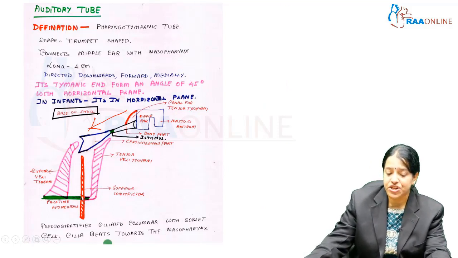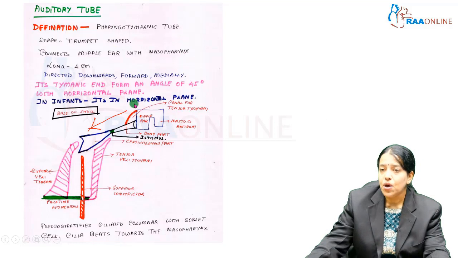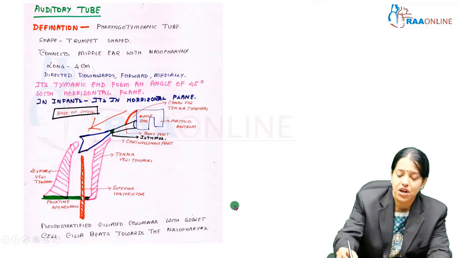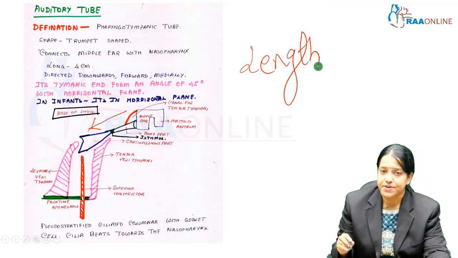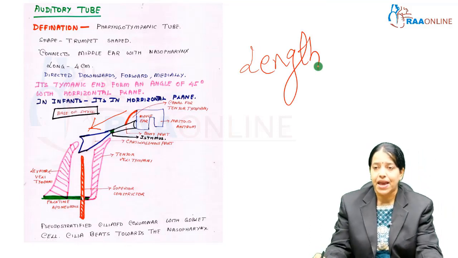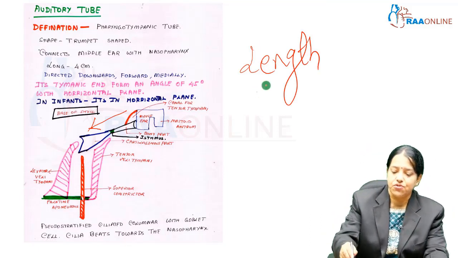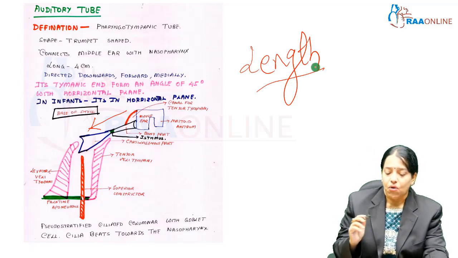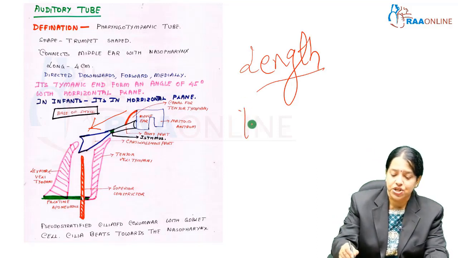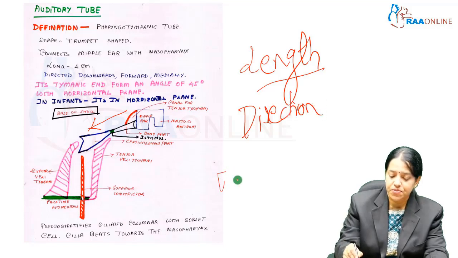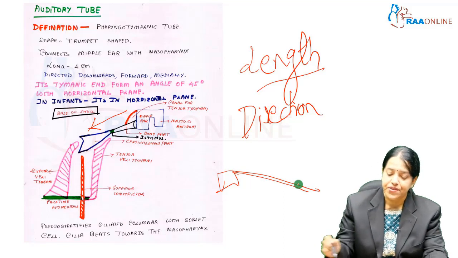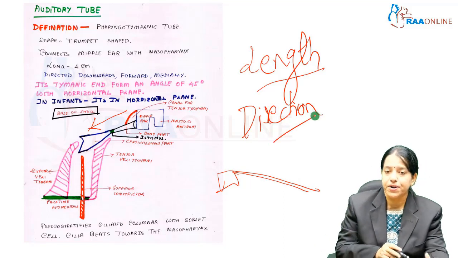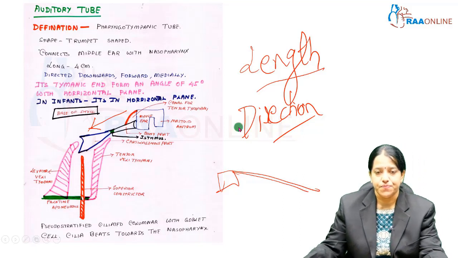There will be questions which will be asked to you. What is the length? The total length of the auditory tube can be asked. The clinical aspect questions can be according to the length, or they will tell you to mention the direction. The direction of the auditory tube is also important. If it starts from the middle ear cavity, it is directed downwards, forwards and medially.